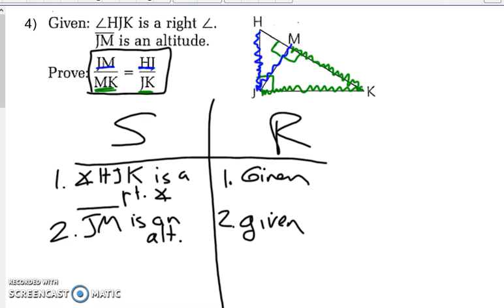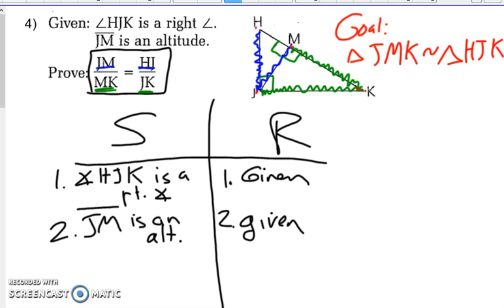So if you look at it that way, our goal becomes to show that triangle, let's say we did JMK, is similar to, so if we did JMK, we'd have to do HJK for the larger triangle. Again, those are the triangles we want to prove similar so that we can end up showing that proportion. So at least that gives us an idea of kind of where we're going. We need some more information.